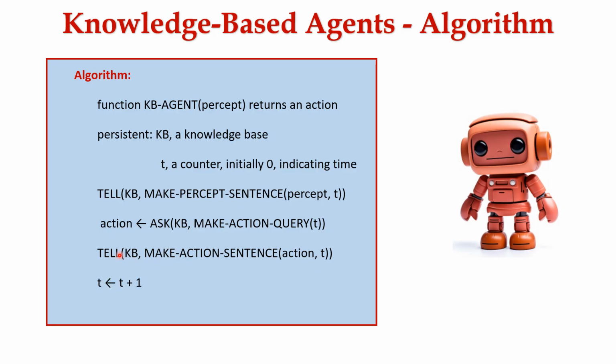After performing the action, time moves forward. The counter t is incremented by 1 and the agent is now ready for the next step. Using return action, agent provides the chosen action as output so it can be executed in the given environment. And this is how the knowledge-based agent works.